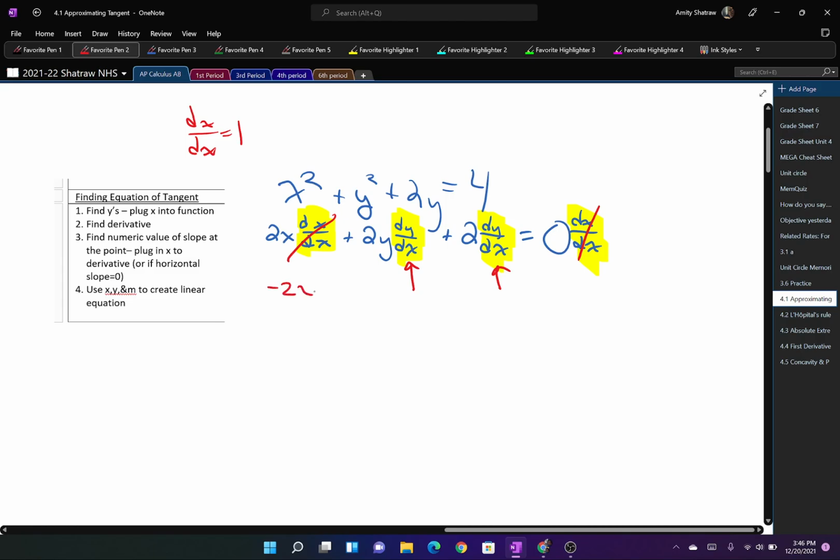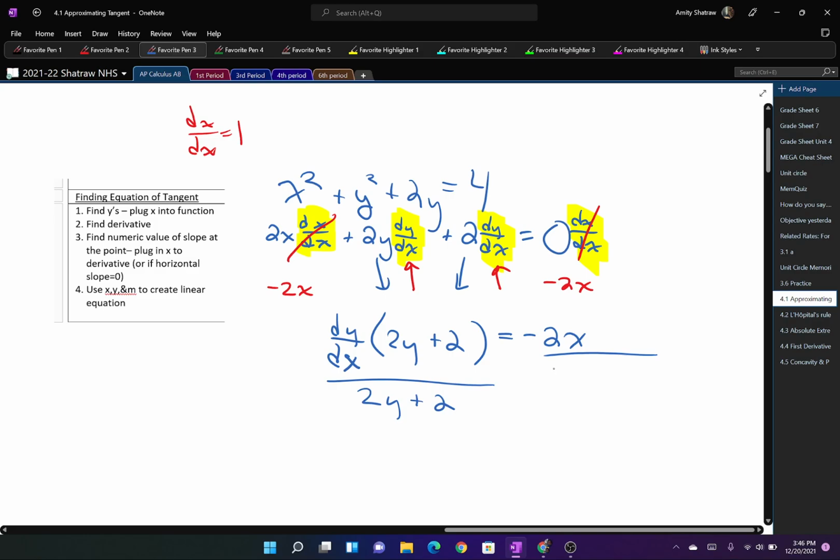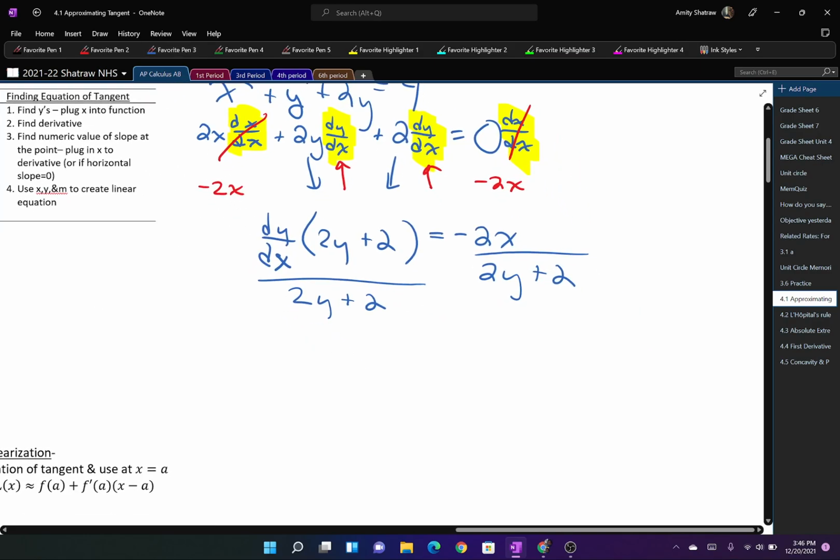So what I'm going to do is subtract 2x from both sides. And I'm noticing that I can factor that dy dx, and what I'm factoring is this 2y and this 2. I see that I could factor a 2 out as well, but I'm not doing it right now because on the other side I have a negative 2x, and when I divide by my 2y plus 2, yeah, then I can see that I could do some factoring. dy dx equals negative 2 times x over 2 times y plus 1. These are going to cancel out, and my answer will be negative x over y plus 1.